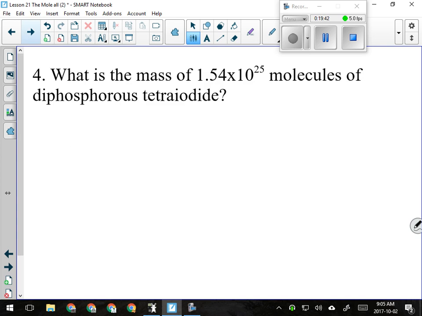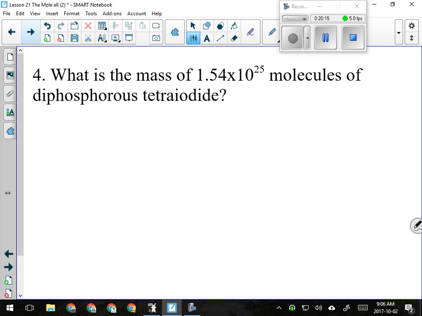Okay, last one. Last way I can ask you a mole equation question. Now I give you the number of molecules, and I ask you to calculate the mass. If I give you the number of molecules, what can you calculate right off the bat with that? The number of moles, right? But now instead of multiplying by Avogadro's number, we're going to divide by Avogadro's number. It's like saying, hey, I have 48 eggs. How many dozen do I have? 4. Right? 48 over 12 is 4.